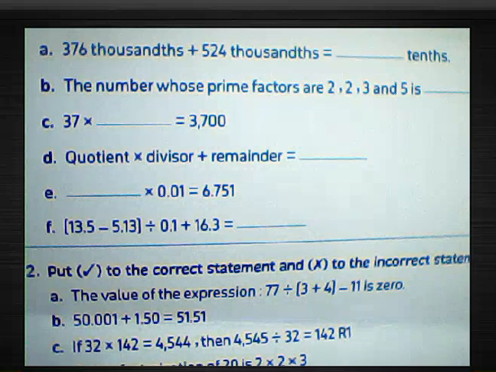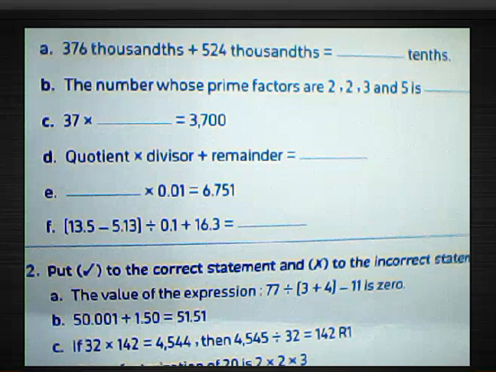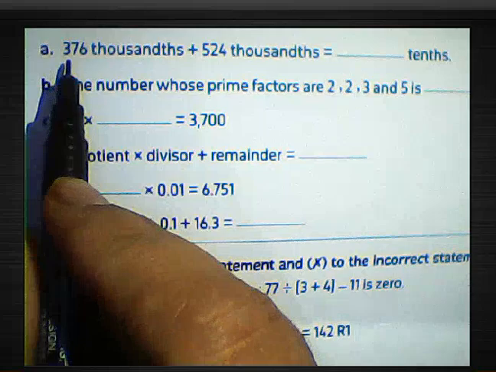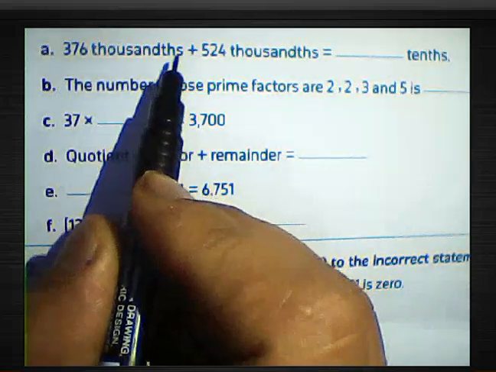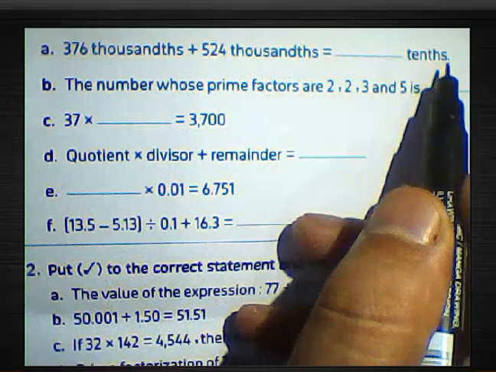Today we will solve questions about multiplication and division and order of operations. Okay, look with me at question number 1. 376 thousandths plus 524 thousandths equals blank tenths.